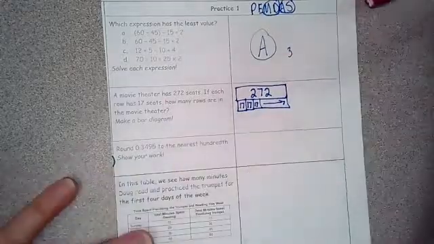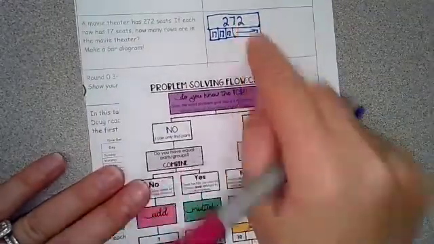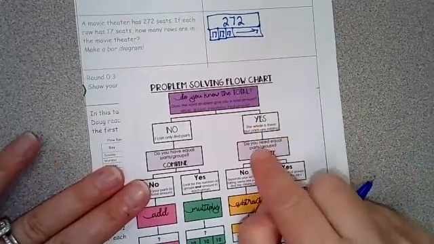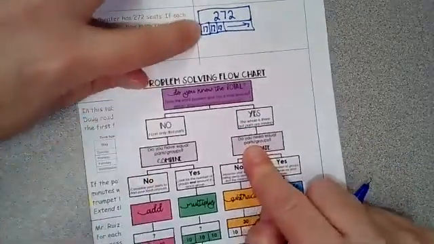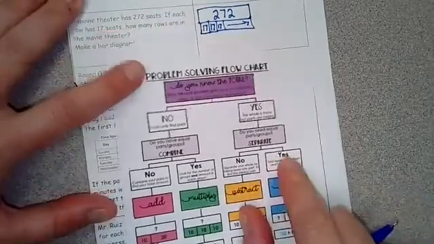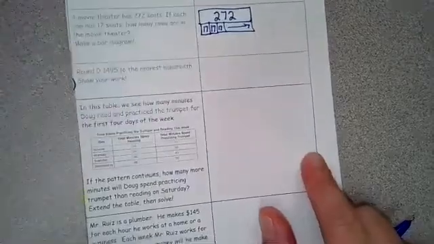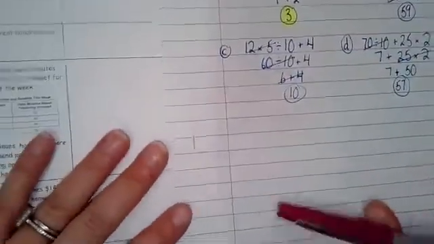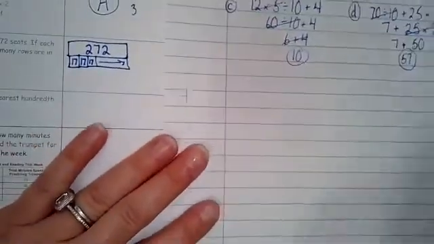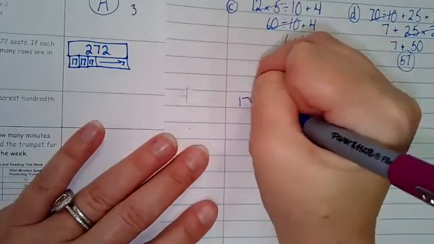Looking at my problem solving flow chart, do I know the total? There it is. Yes, I do. Do I need equal parts? Yes, I need equal parts because it's a row of 17, a row of 17, a row of 17. So I need equal parts, so I have to divide. Again, I'm going to come over here. I'm not going to be scared to use another piece of paper. I promise the world won't blow up if you do. So coming over here, I'm going to write 272, and I'm going to divide it by 17.